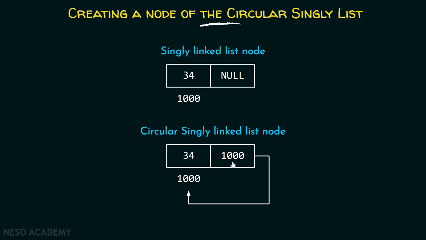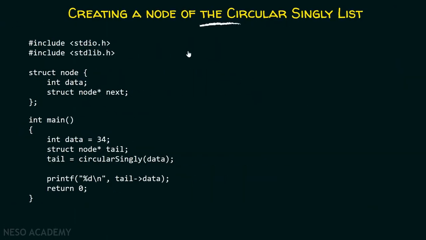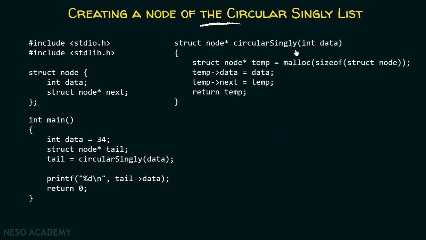Now let's see the program. So here is a program. You can see the two standard libraries are included. Apart from this, we have a struct node which consists of data as well as the next part, which is very similar to singly linked list. In the main function, we have a data variable which stores this value 34 and we have a tail pointer also. Here we are calling circular singly function and to this function we are passing data, that means this particular value 34.